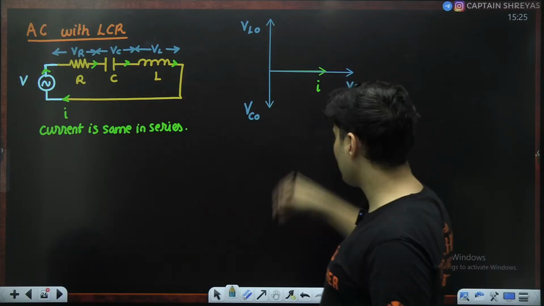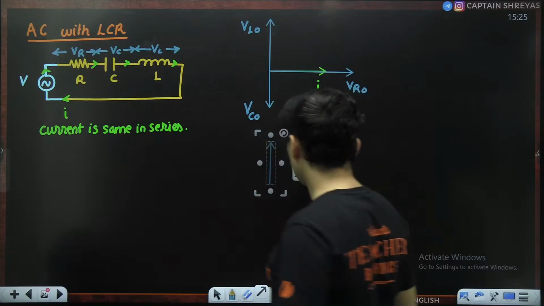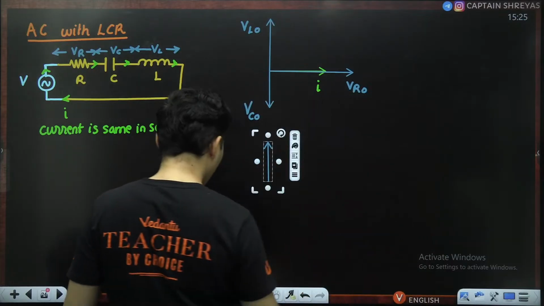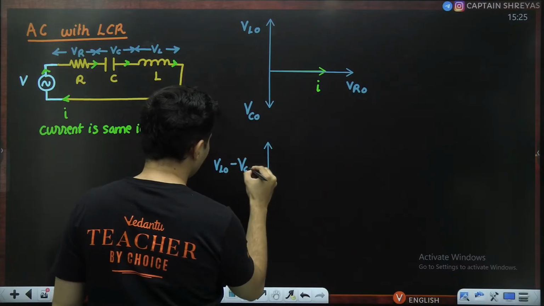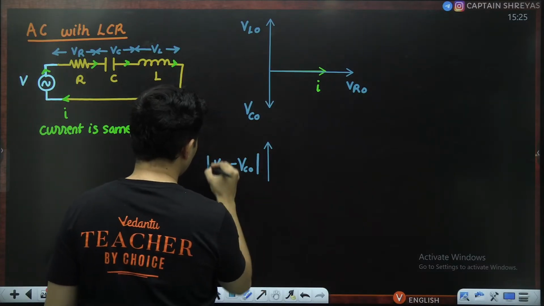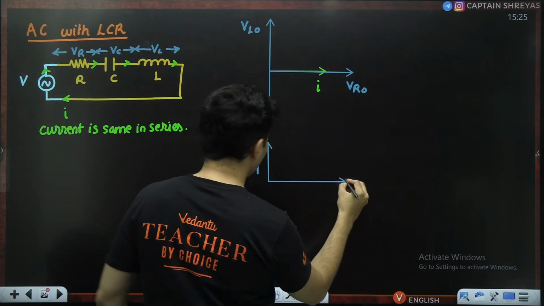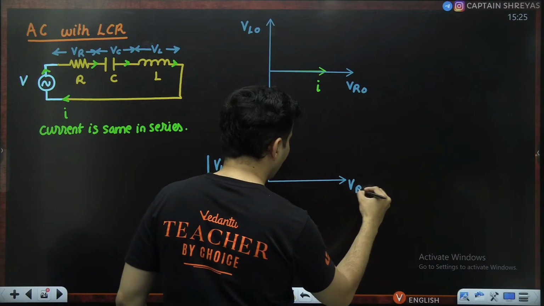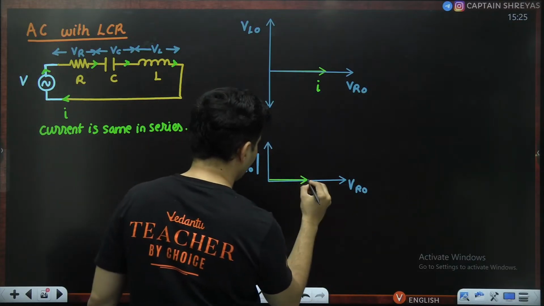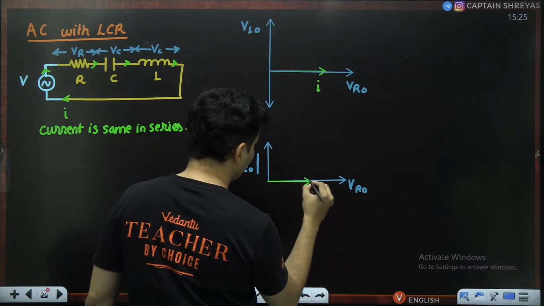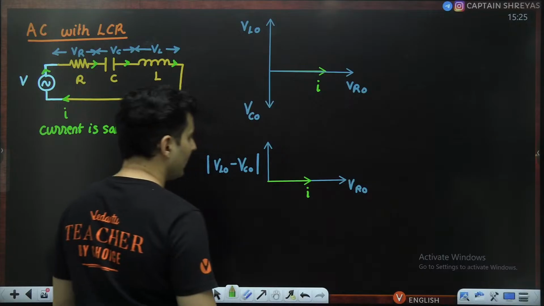If this is bigger, this is smaller, the remaining thing which I will get is only this much. And this will be VL naught minus VC naught. I don't know who is more, who is less, so I'll put a mod symbol over here. The remaining phasor is still there, which is VR naught, of course. And the current phasor, how can I forget? It is still along the resistor's voltage. Okay, this is how it will look like.